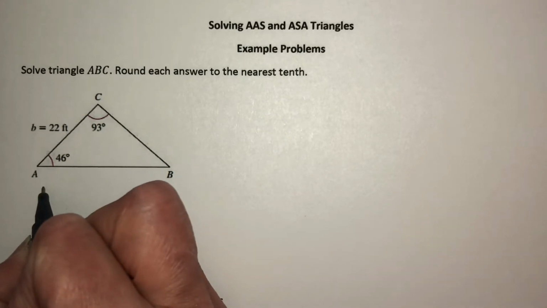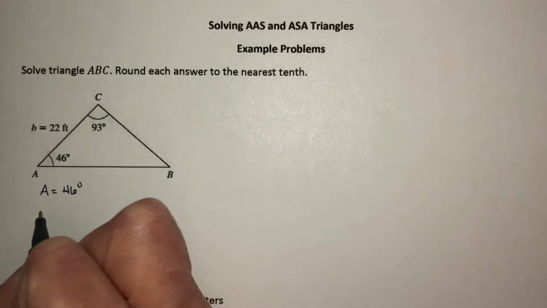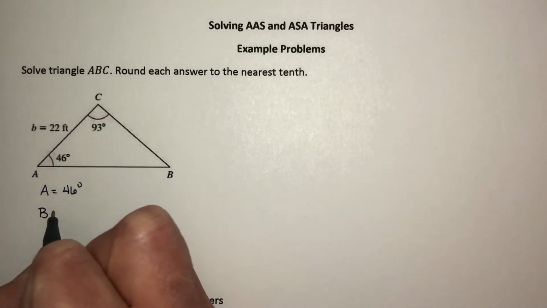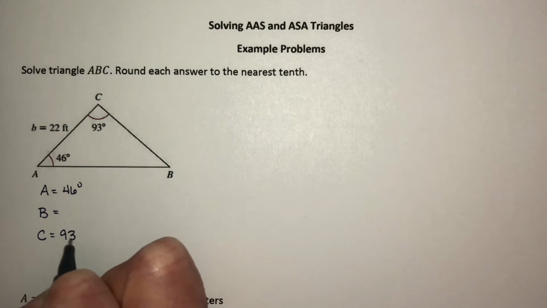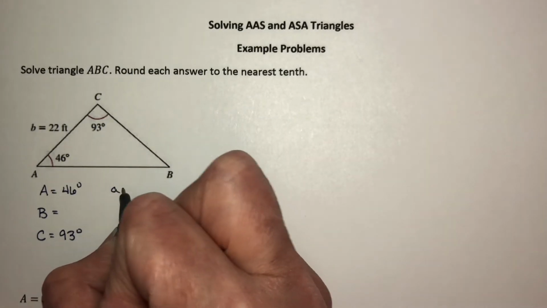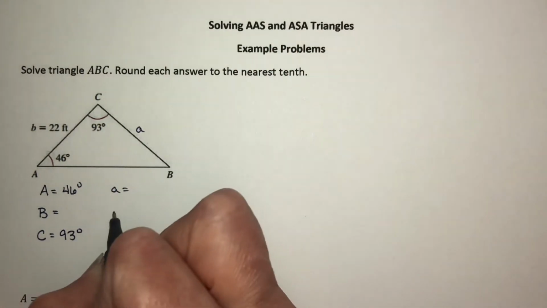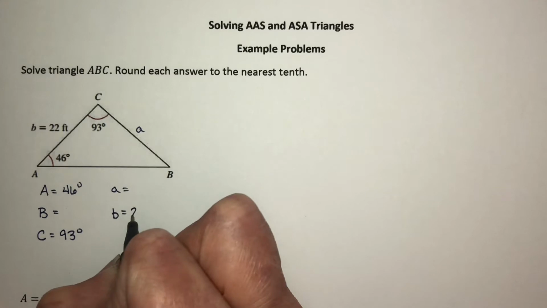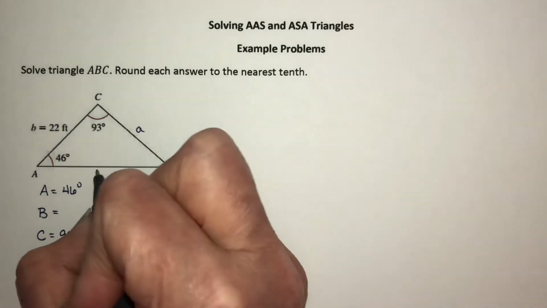So I'm going to write down what I have. Angle A is 46 degrees. Angle B, we don't know. Angle C is 93 degrees. Side A, we do not know, but it is over here. Side B is 22 feet. And side C, we do not know, but it is here.